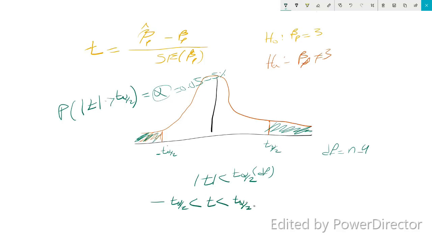The other thing is that I want to go really through this in more detail. Okay, so I'm gonna erase a little bit. So let me erase everything. And let's talk about this. So we know that t should be between minus t alpha over 2 and t alpha over 2.